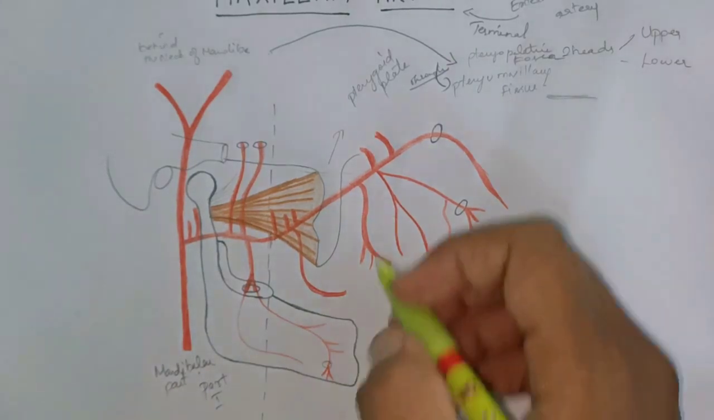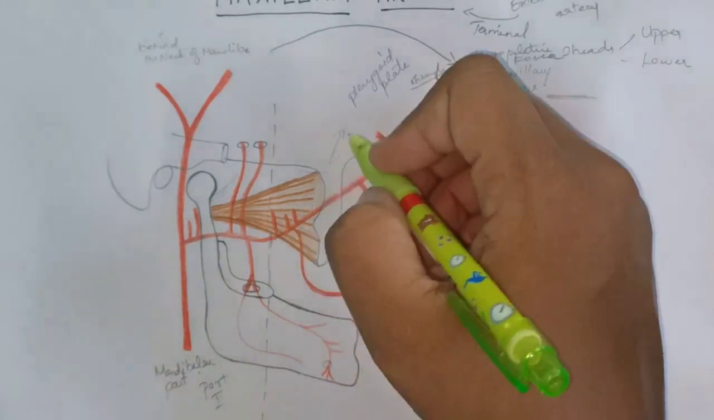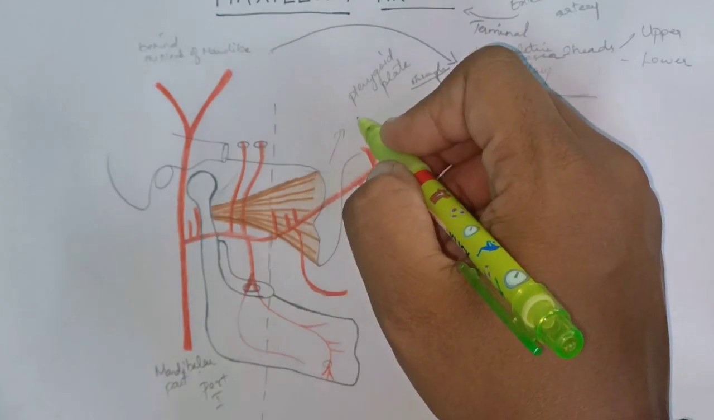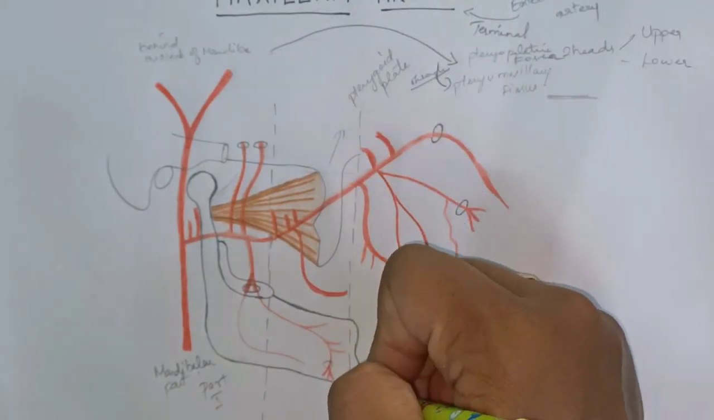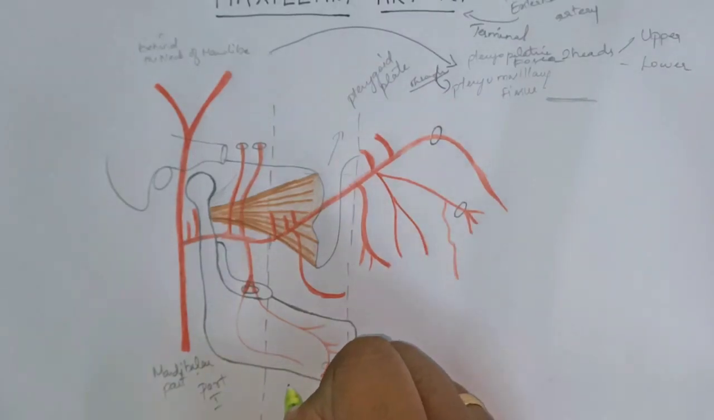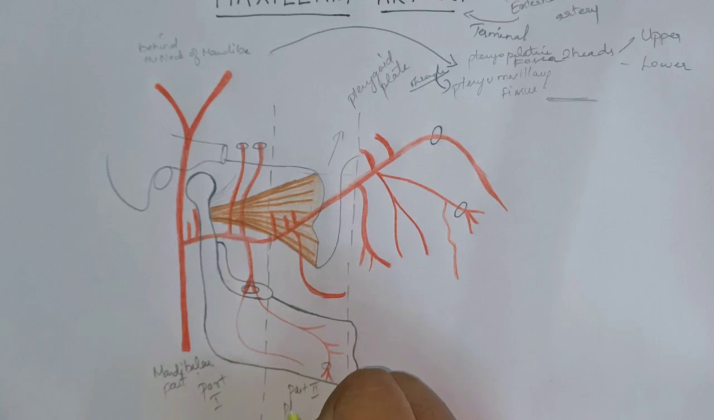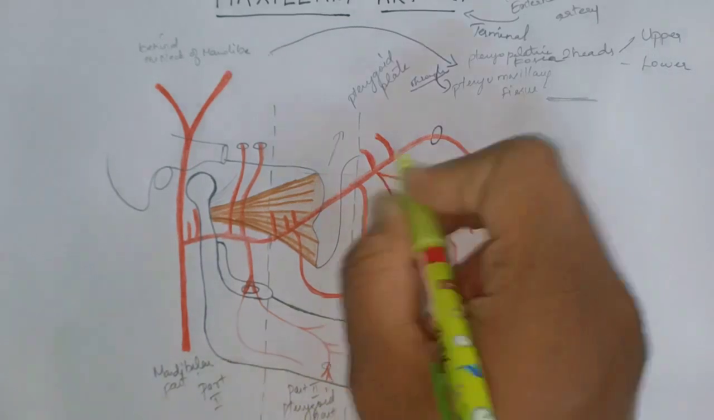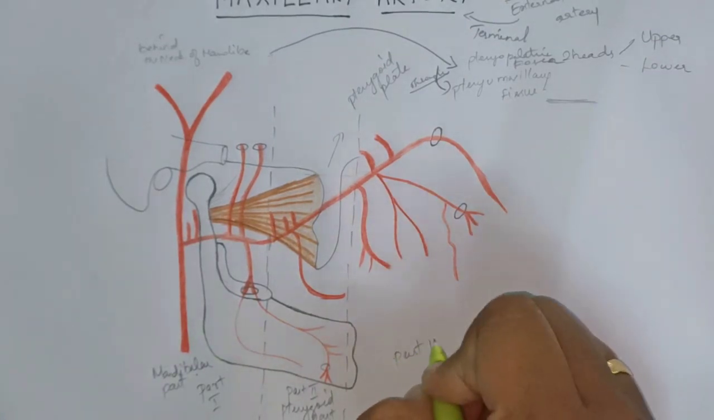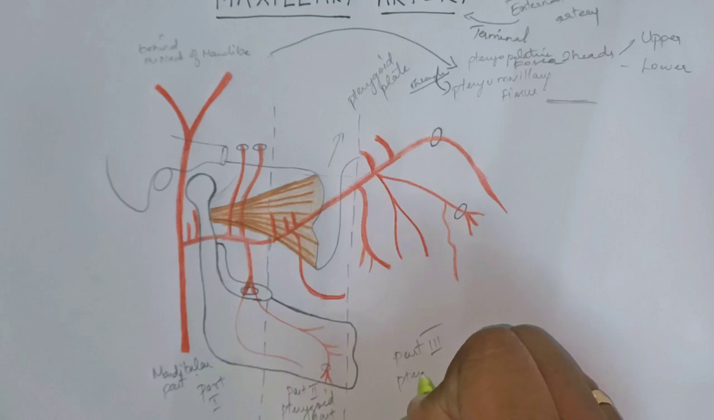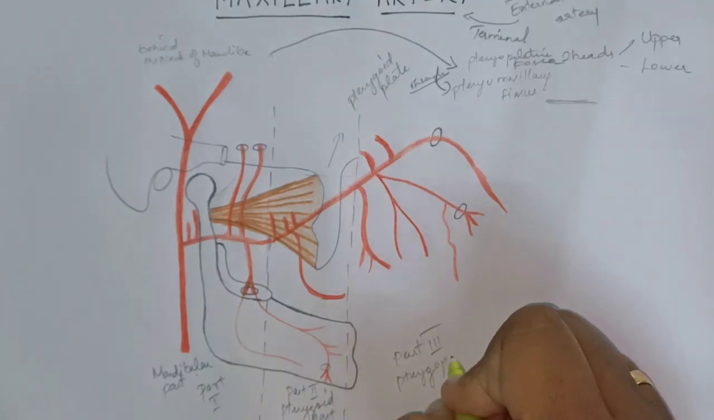Next, from the lower border to the upper border of the lower head of the lateral pterygoid, it's your part 2. It is also called the pterygoid part. And your third part is till the pterygopalatine fossa. That part is your third part, and it is also called the pterygopalatine part.